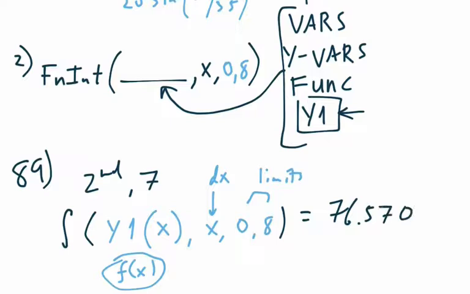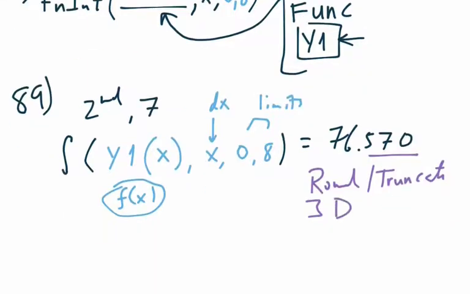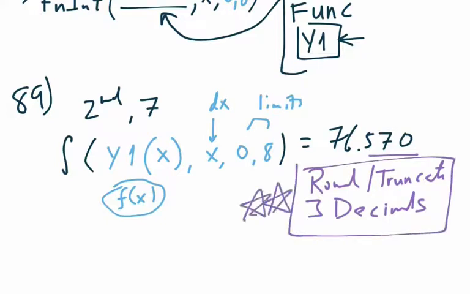And then on the TI-89 you would hit enter, and again this should give you 76.570. Hugely important on the AP exam is rounding. You should round or truncate your answer to 3 decimals. So wherever you are in your notes, put this at the top of your page, put a star around it, put a couple of boxes around this, and that says to round or truncate to 3 decimals.